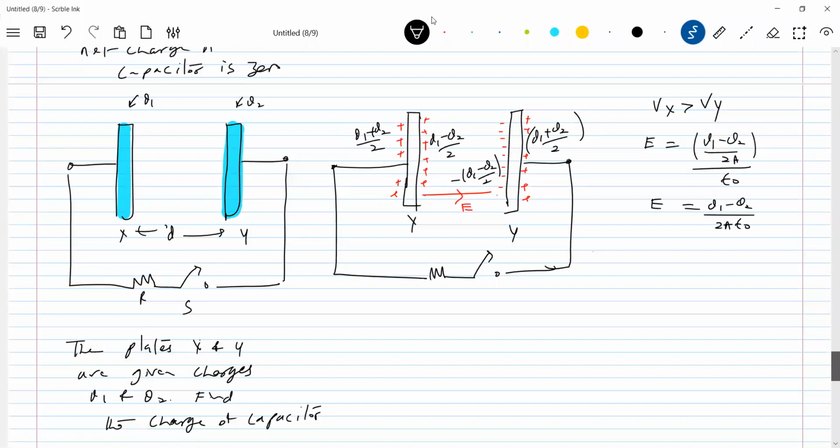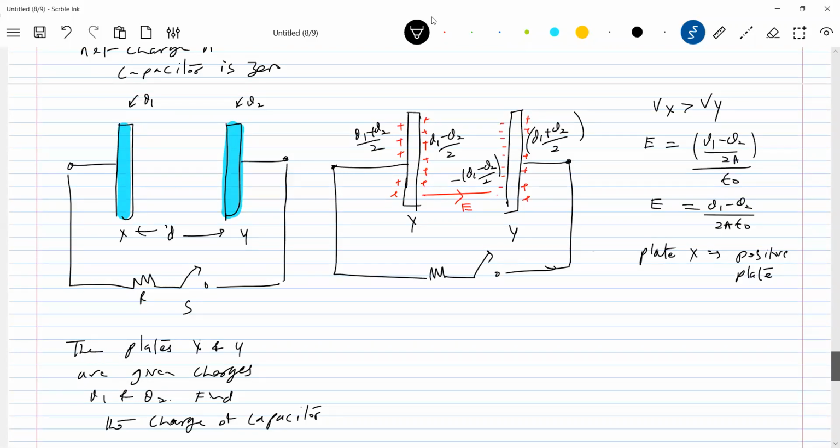Can we calculate potential difference? Yes, it is. Then what is the charge of capacitor? Charge of capacitor is (Q1 minus Q2) by 2. The charge on the plate X, which is the positive plate. So the charge on the inner surface of the positive plate should be (Q1 minus Q2) by 2.